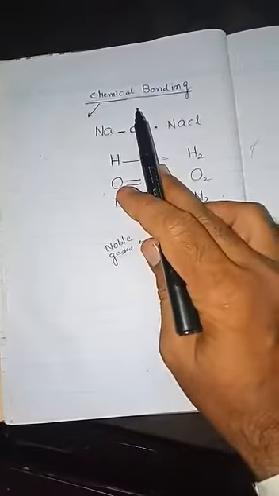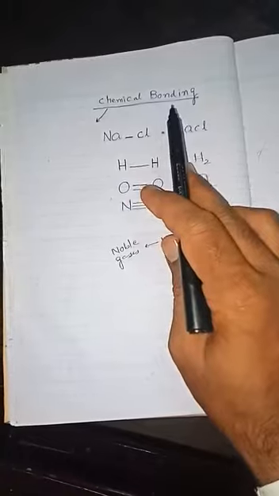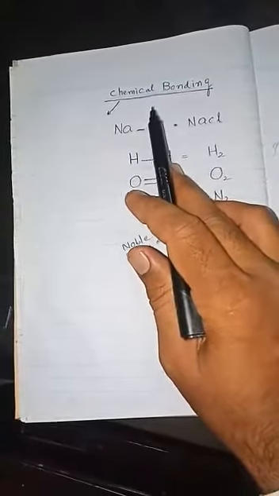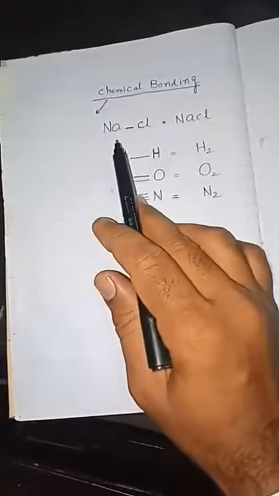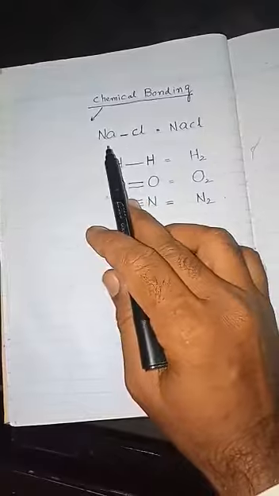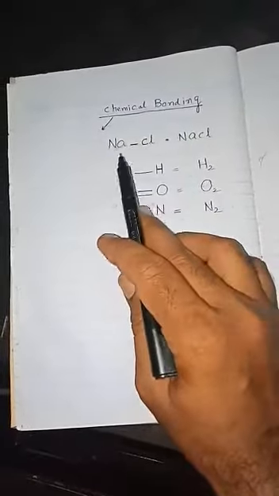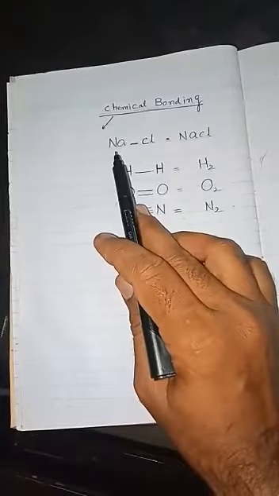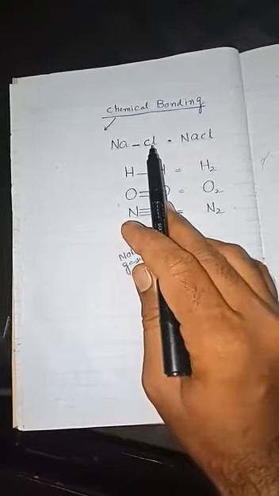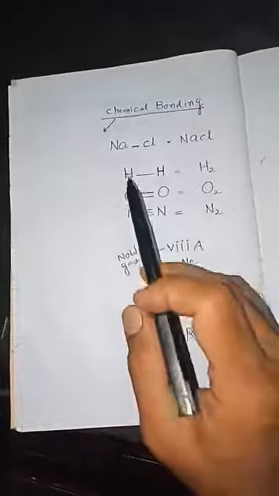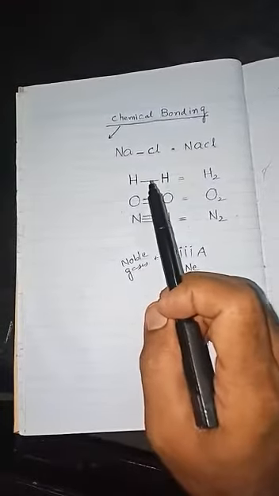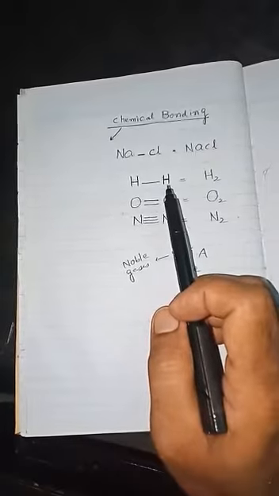Today we learn about the topic chemical bonding. Chemical bonding is the force of attraction that binds atoms together in a compound or molecule. Here you see sodium chloride. In sodium chloride, sodium is losing an electron and chlorine is gaining an electron. Now in the hydrogen molecule, you see there are two hydrogen atoms, both sharing the electrons.